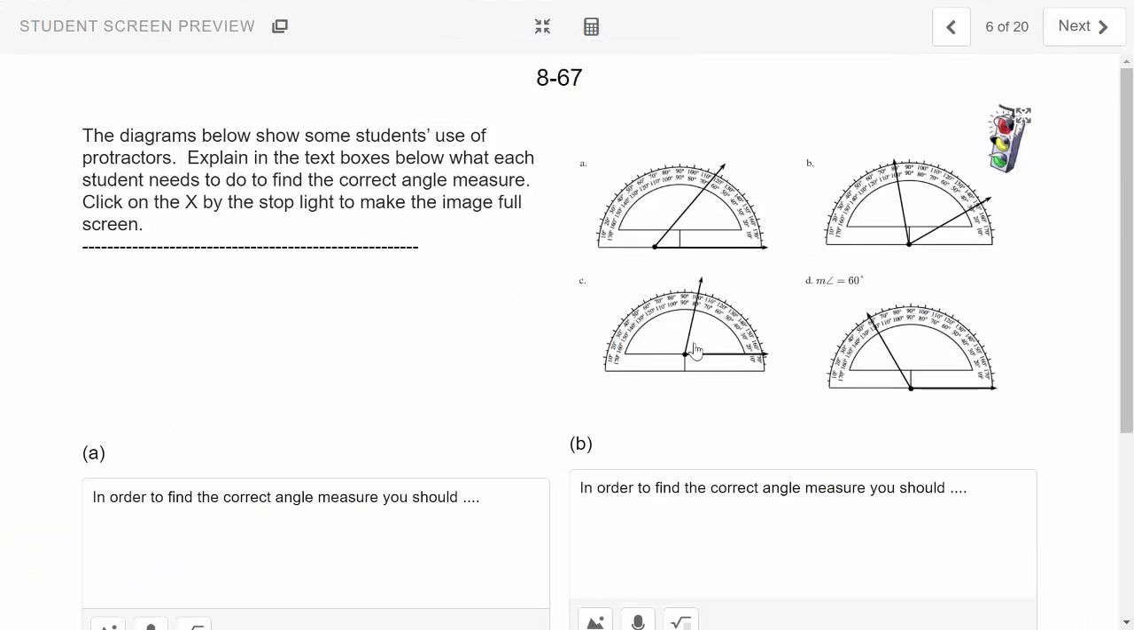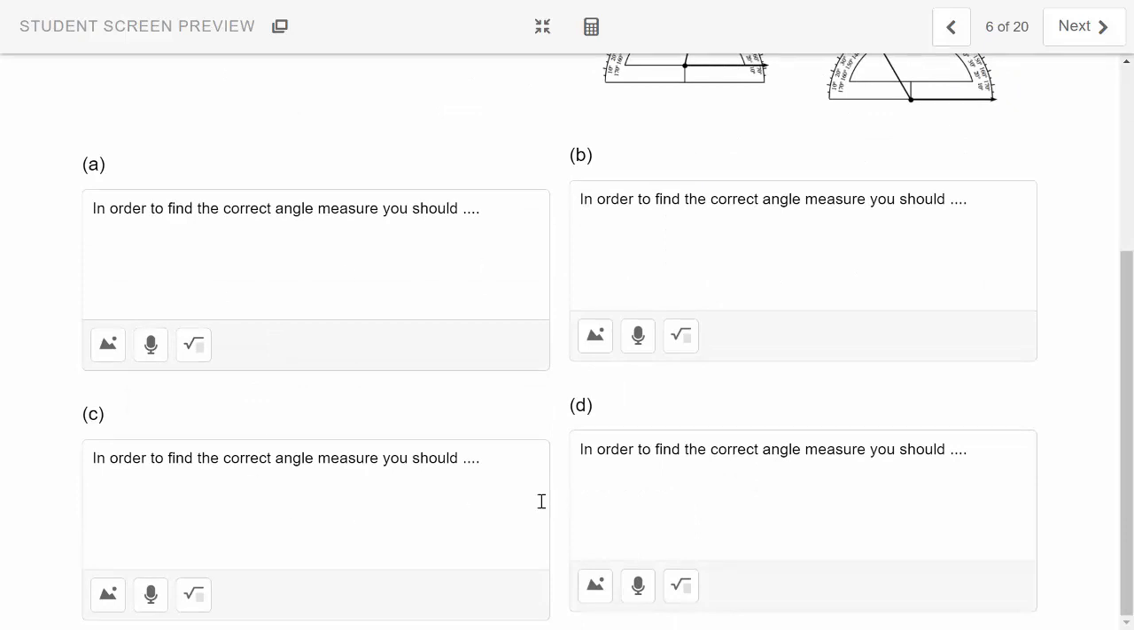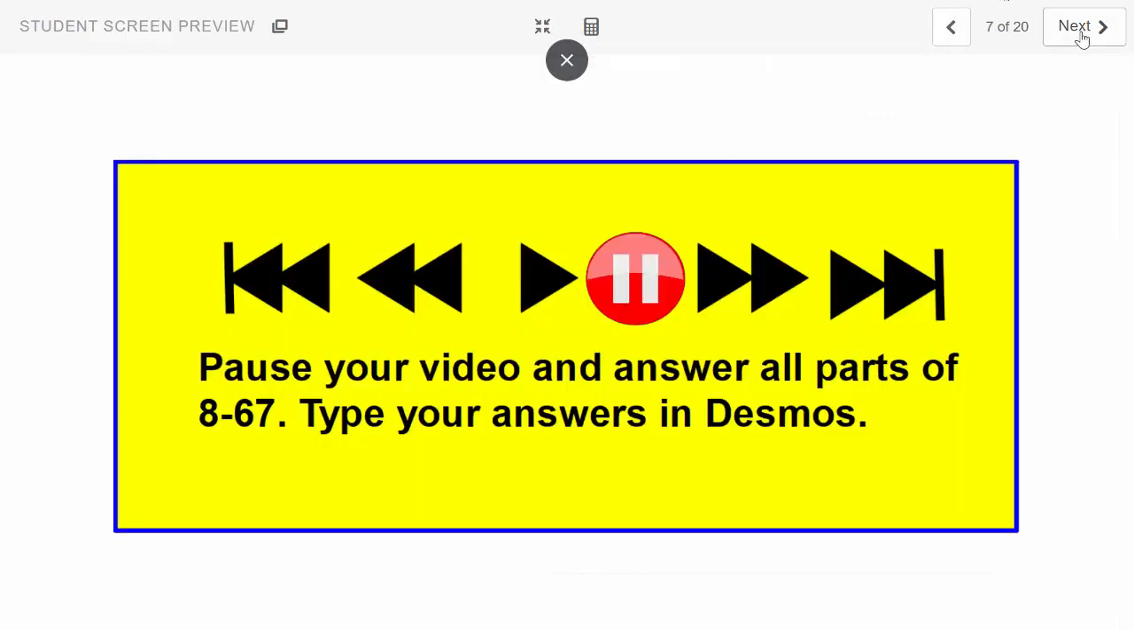Some of them can still be done, but they're not that correct. So, part A, you're going to tell me, in order to find the correct angle, what did this person do wrong? Help them fix their problem, A, B, C, and D. Go ahead and pause your work, and your video, and then answer the question.